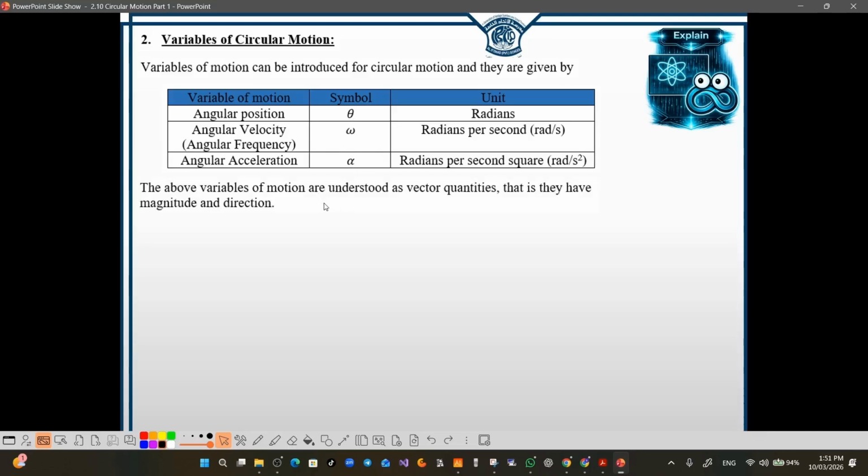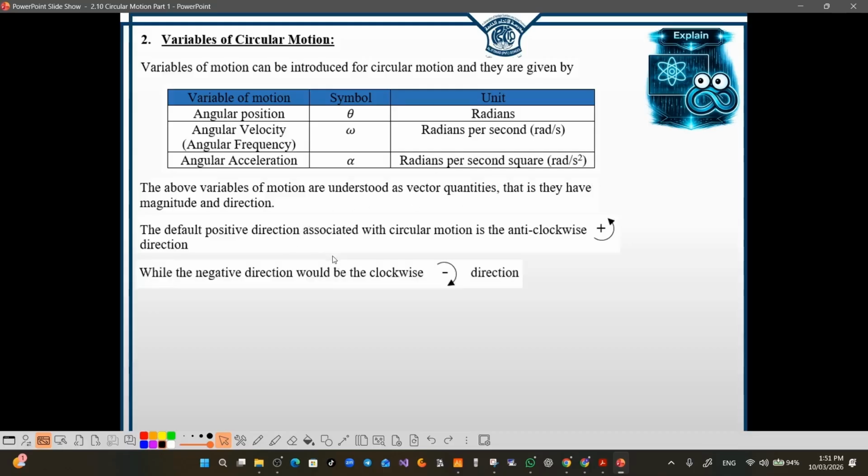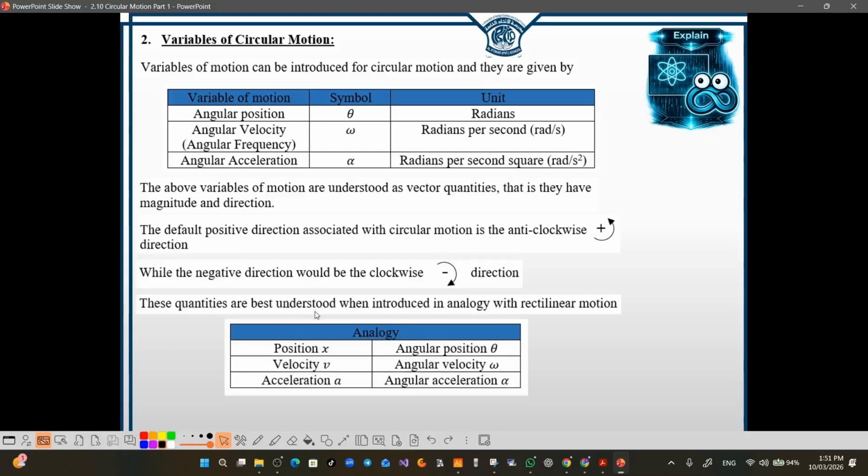The above variables of motion are understood as vector quantities, meaning they have magnitude and direction. The default positive direction associated with circular motion is anti-clockwise. So any motion in this way, the anti-clockwise or counterclockwise direction, is considered to be positive. Any motion in that way is considered to be negative. This is the clockwise direction.